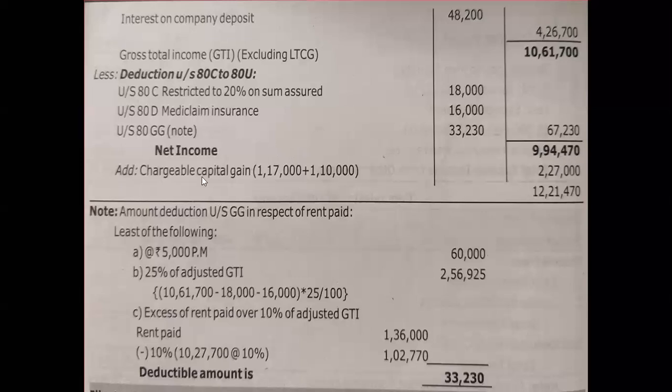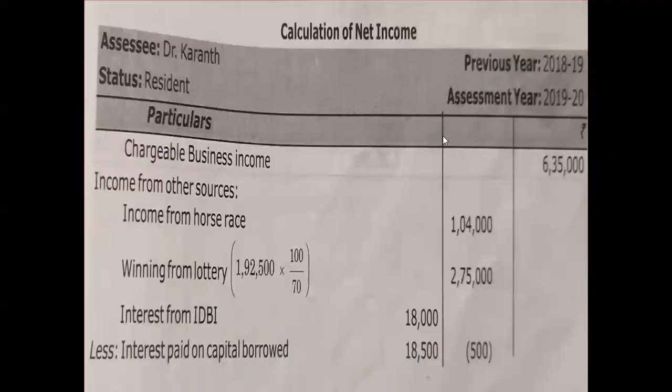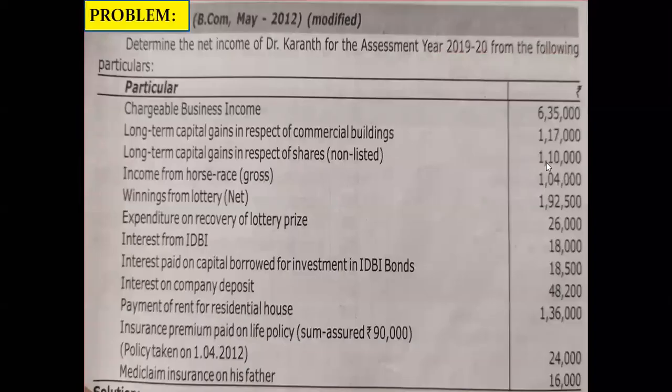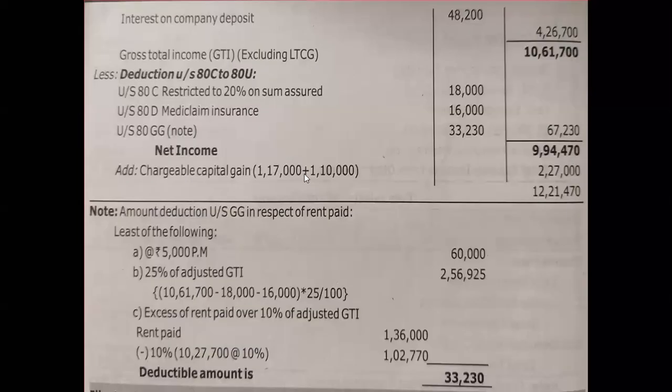Now to that we need to add back the long-term capital gain, that is 1,17,000 first one, and second one 1,10,000. So 1,17,000 plus 1,10,000, total is 2,27,000. Now total income is, that is net income 9,94,470 plus long-term capital gain 2,27,000. Total income is 12,21,470.